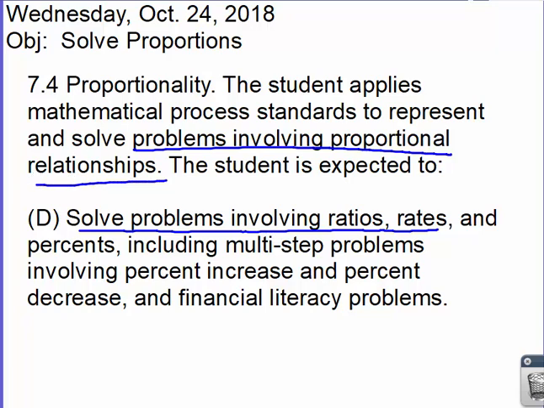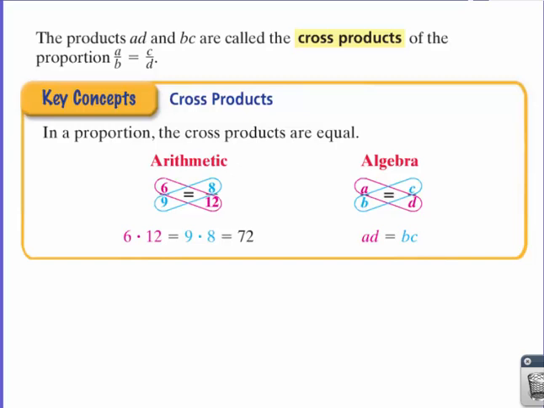Okay? So today we're going to spend time looking at the mechanics of solving proportions. So let's look at it. The way we solve a proportion, and we know that a proportion is one ratio that's equal to another ratio, is we look at what we call the cross products. So if I take the products of A and D and the products of B and C, they should equal each other if it is a proportion.